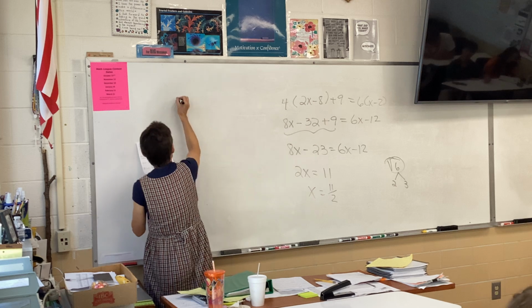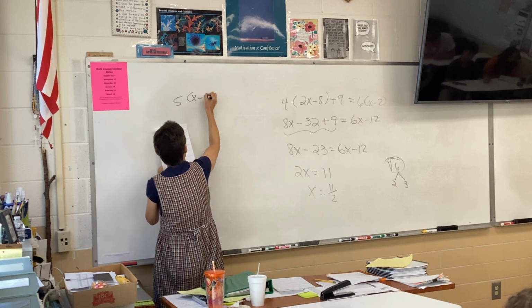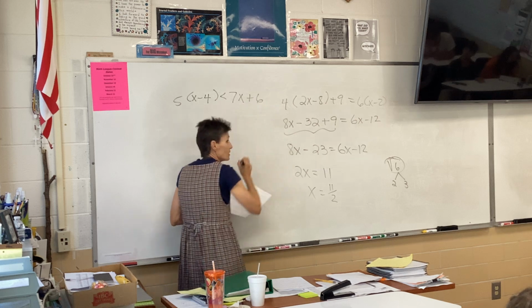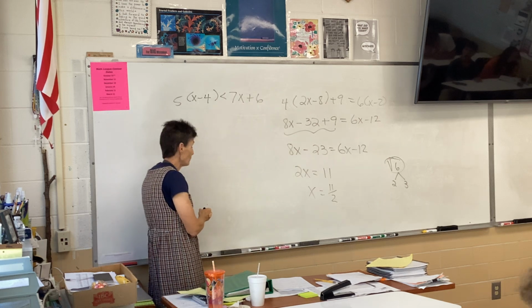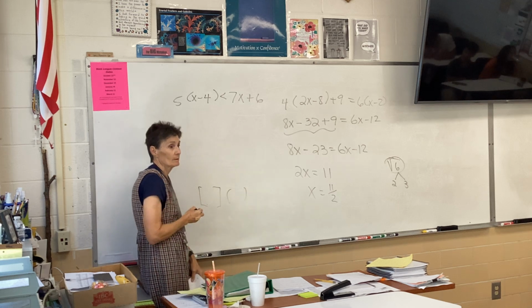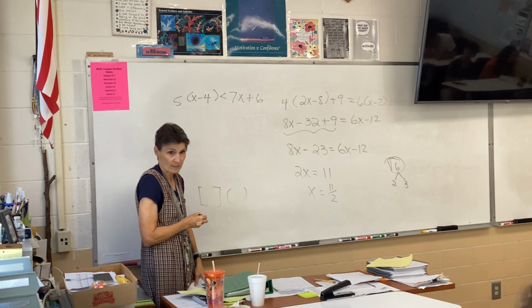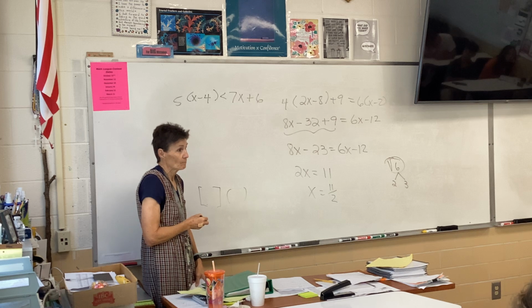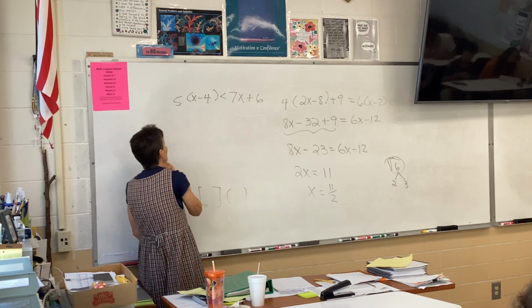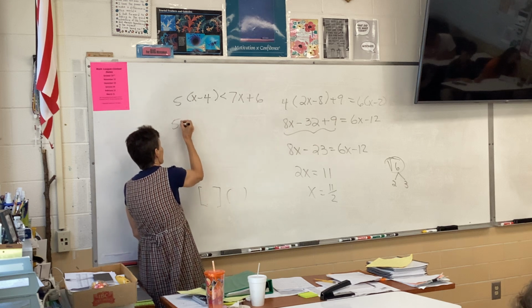Now the next one is an inequality, which means that your answer is going to be written with brackets or parentheses, okay? That's how we write our answers, in interval notation. But you gotta get there first. So what do you want to do first? 5x minus 20.